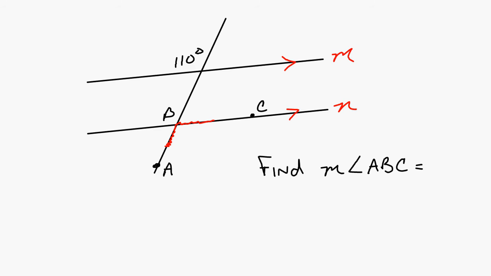What type of angles are you dealing with? You've got this 110 up here, and you're looking at this angle. They had names yesterday. They're on alternating sides of the transversal, so they were alternate exterior angles. So what do we just say about alternate exterior angles? Good, they're congruent. So angle ABC would be equal to 110 degrees.